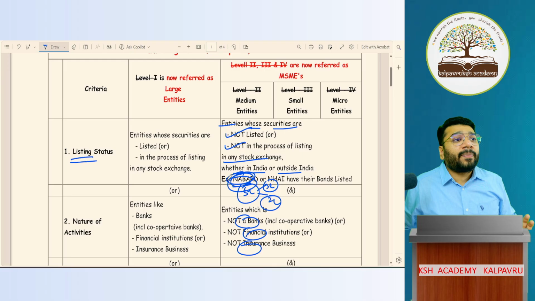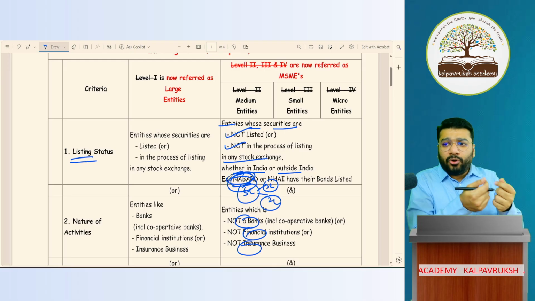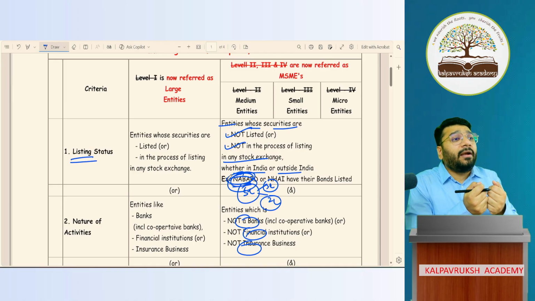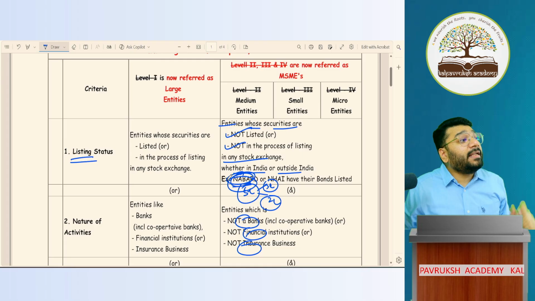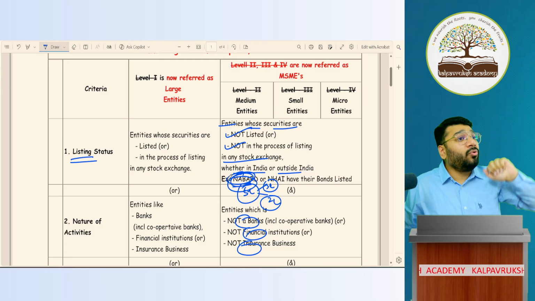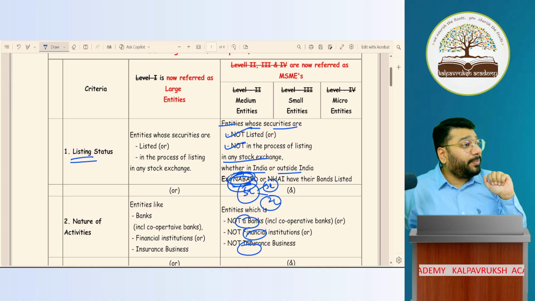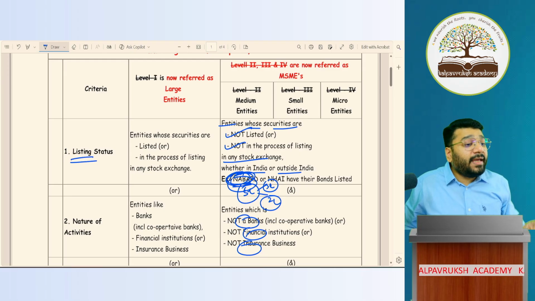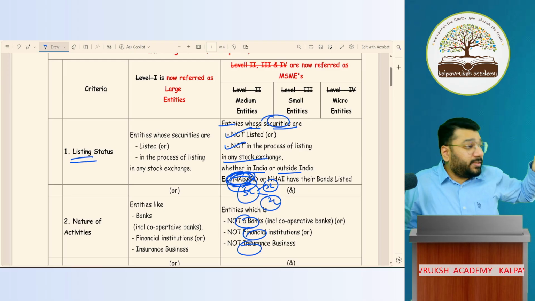If you go to any platform, Zerodha or Groww, and check the debt instruments of NABARD, if you type it up, you'll get the debt instruments listed on the stock exchange. So is NABARD a company? No, it's not a company. It's a non-corporate, but still in law they have a provision to list their debt securities on the stock exchange.